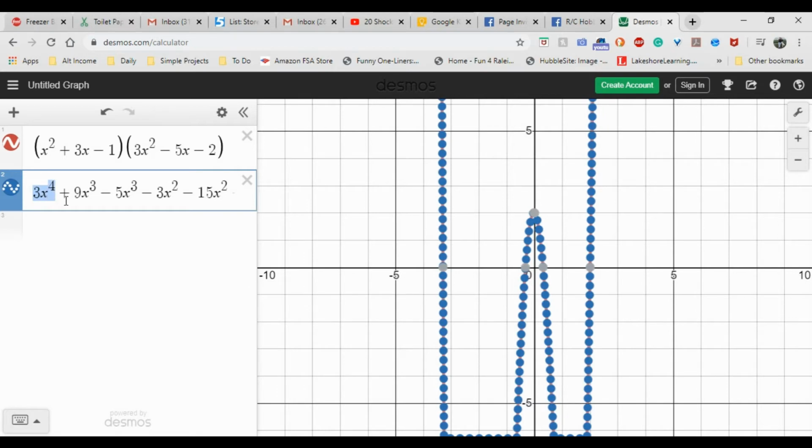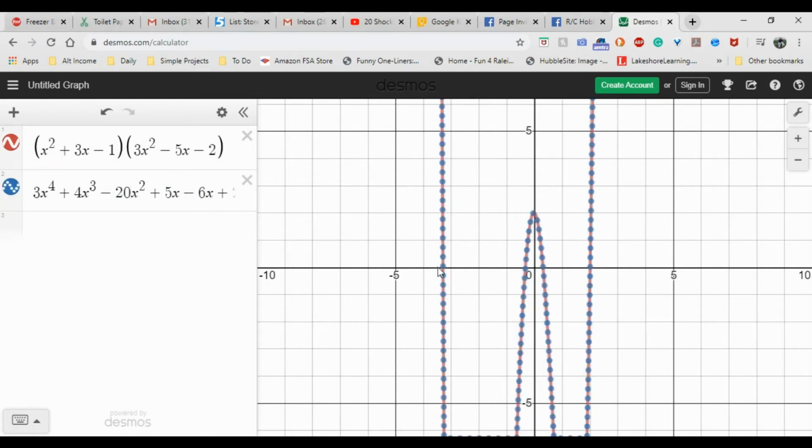So here is 3x to the fourth. There's no other x to the fourth terms. Now I have x cubed and x cubed. So I'm going to take positive 9 and I'm going to subtract 5. And so when I do that, 9 minus 5, that's plus 4. Here I have negative 3 minus 15, so that's going to be negative 18. And then I have negative 18 minus 2, so that's going to be a negative 20. So this is negative 20x squared. And every time that I'm doing this, I'm glancing back over to make sure that my graph still aligns.